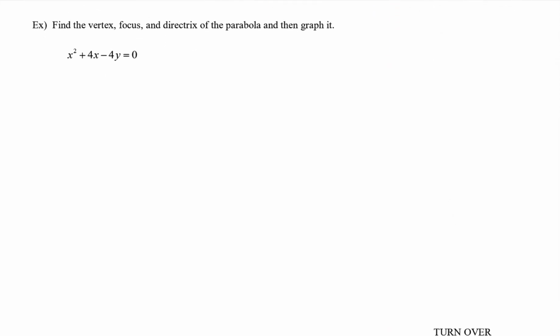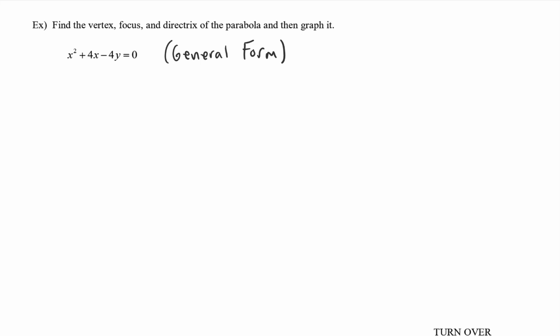Okay. Next up, what if it's in general form? So this is general form. Recall that general form is when all the terms of the variable are on the left side and the right side is 0. So more specifically, everything's on the left side and the right side is 0. That's general form. Everything's kind of multiplied out too.